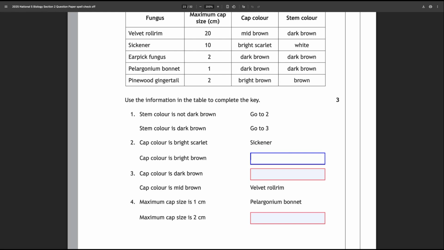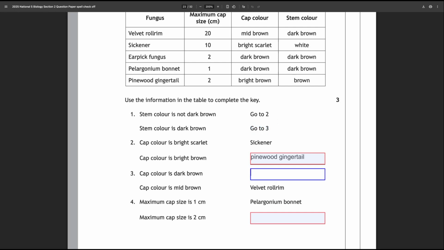So paired statement 1, stem colour is not dark brown, so we're going to go to 2. Okay, and if it is dark brown, we're going to go to 3. So let's look at the ones that are not dark brown first of all, okay, for the stem colour. So that's going to be the sycamore, which is white, and the pinewood gingertail, which is brown. Now, when we go to part 2, the sycamore's already in there, which means this must be the pinewood, great names, right, gingertail, okay. For the statement go to 3, they were the ones where the stem colour was dark brown. That was our other 3 here.